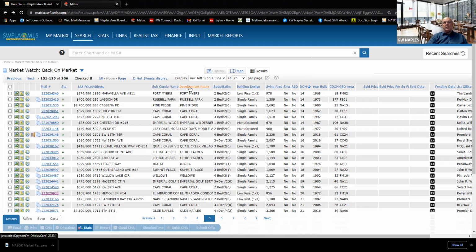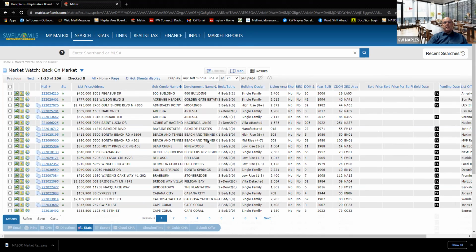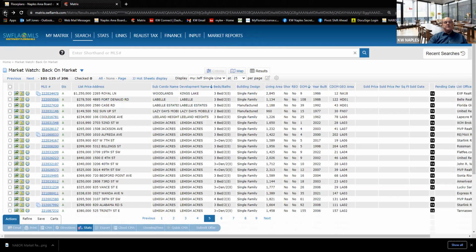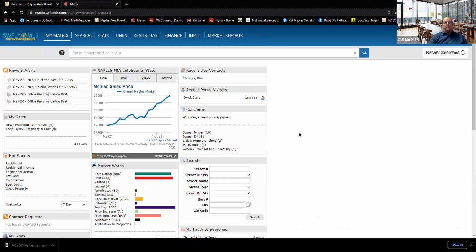Now, if you're looking for a customer in a particular neighborhood, you can also sort this by development name or by sub-condo name, whichever you want to do. But if you're looking in a particular area, beach and tennis club, you can look at this and see when a property comes back on the market by the development there or by the association. So you can use this little snapshot from the front page of MLS to really dig deeper and get a lot more information.